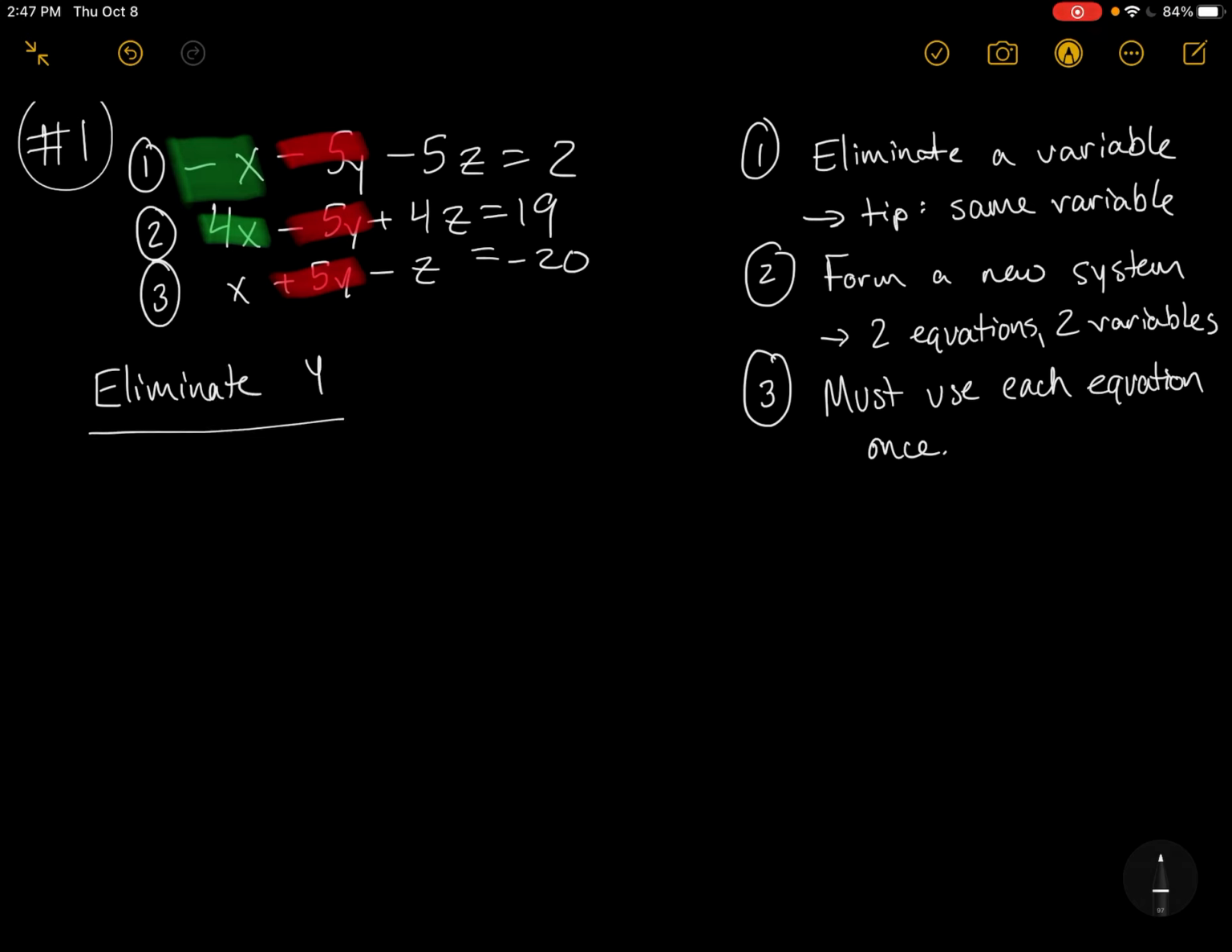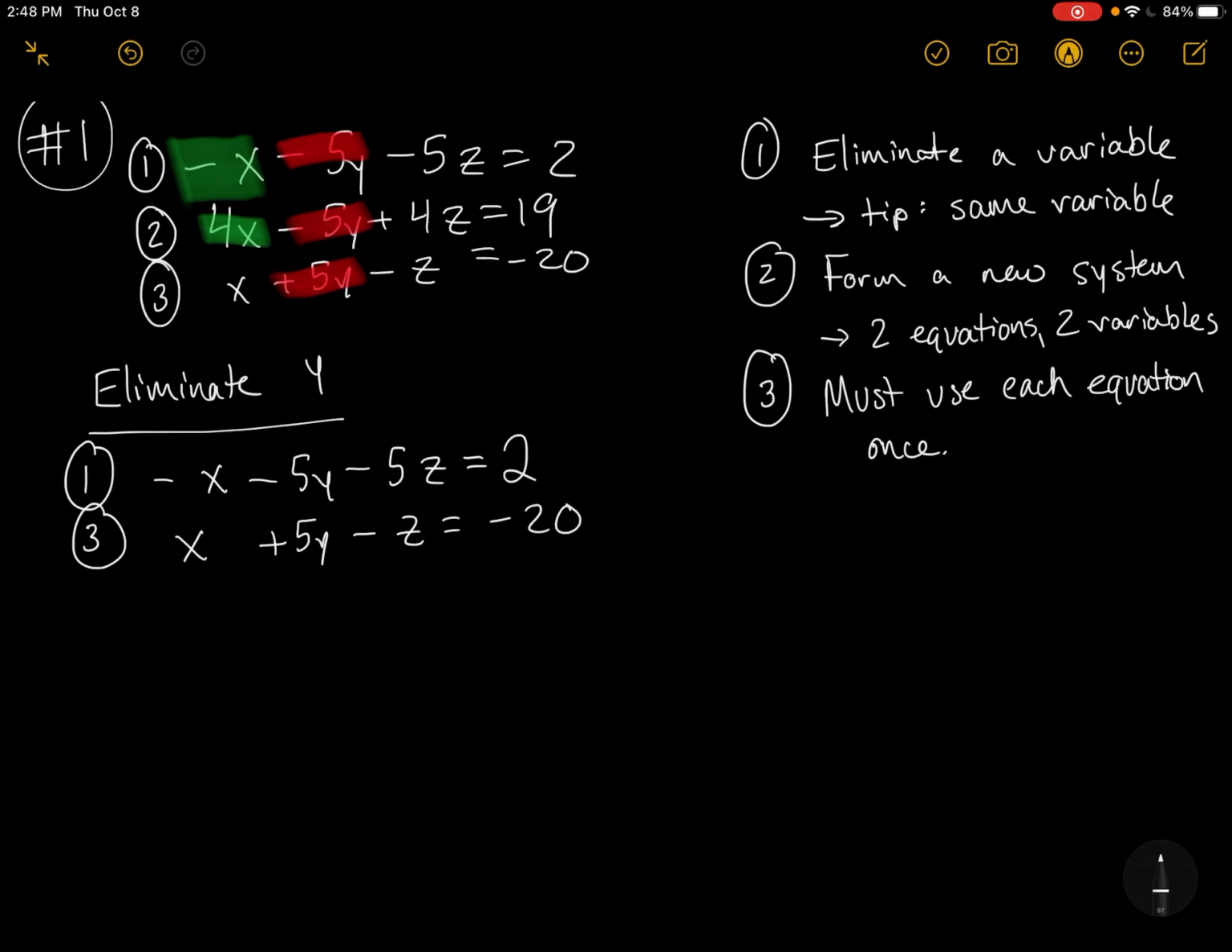To be very clear, we are eliminating y twice. Okay, let's keep going. Put these equations together in an order that will eliminate that y. So use equation number 1, and we want to get rid of negative 5y. The opposite of negative 5y is positive 5y. Do we see any of our three equations that use positive 5y? It looks like number 3 does. So let's use that: x plus 5y minus z equals negative 20.